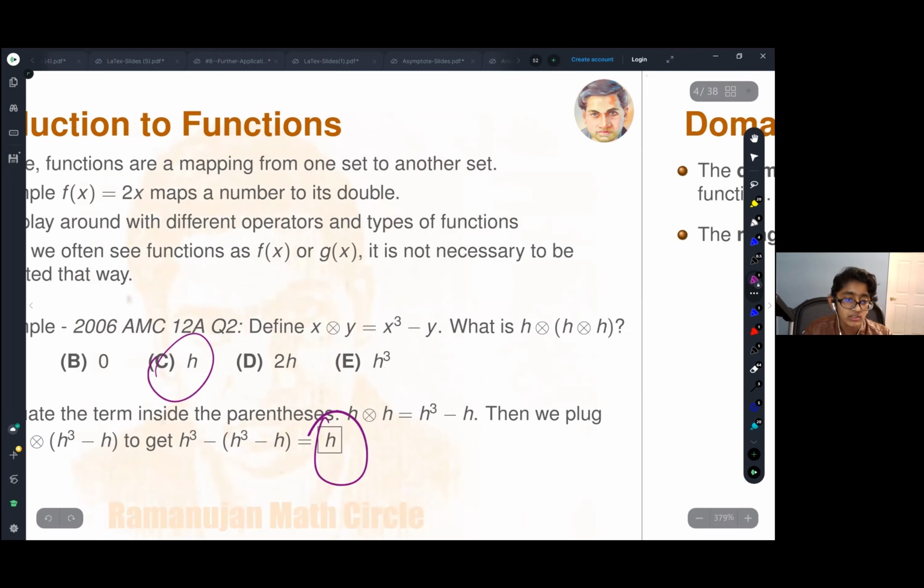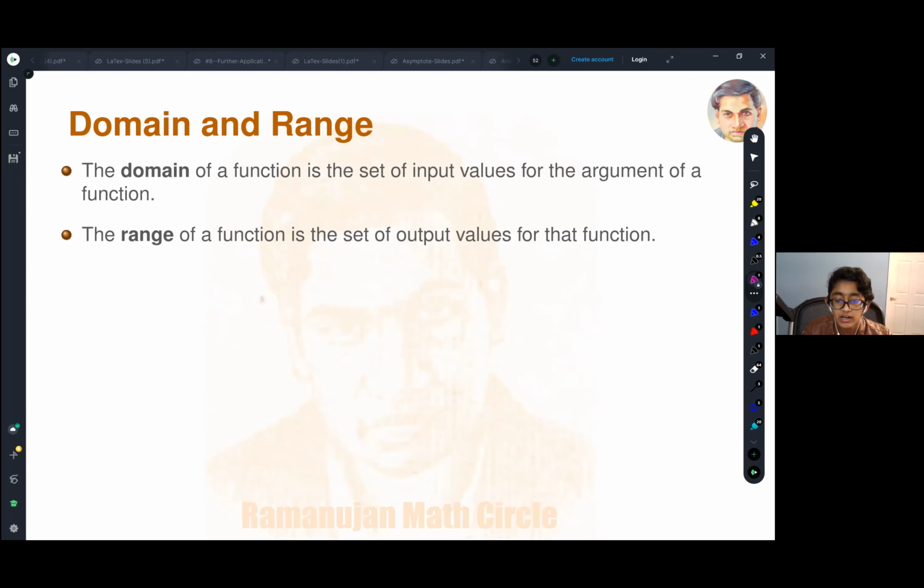So now we'll go into something a little more important. If there's no domain and range, there are no functions, because they go so hand in hand. I think there are definitely ways that domain and range can come in handy, especially when you're determining whether some solutions work or not.